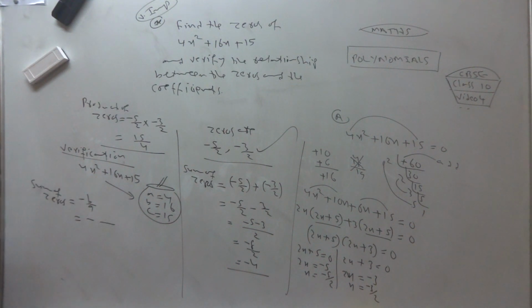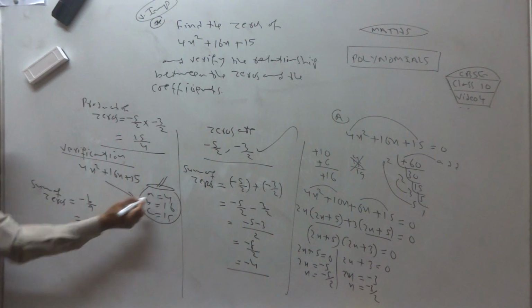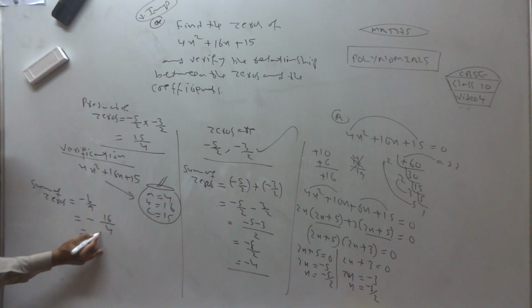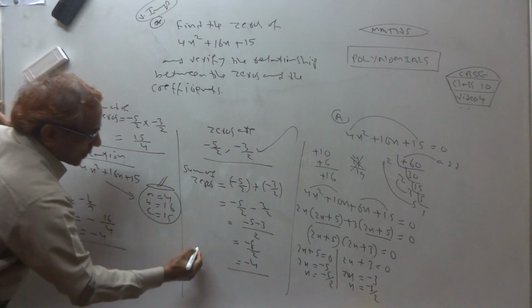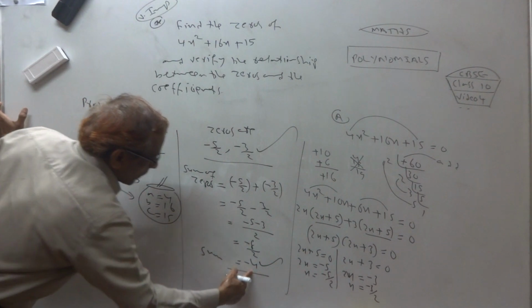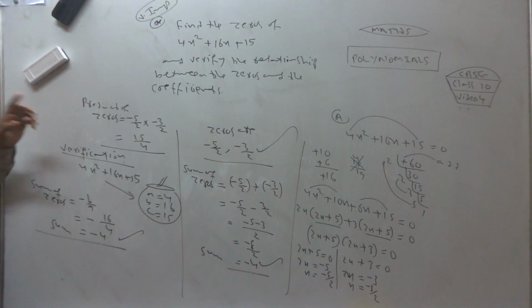Sum of zeros is minus B by A. So what is B here? 16. What is A here? 4. 4 cut. I got the sum is minus 4. Is this correct? Sum is minus 4. Minus 4 is correct. It's verified.